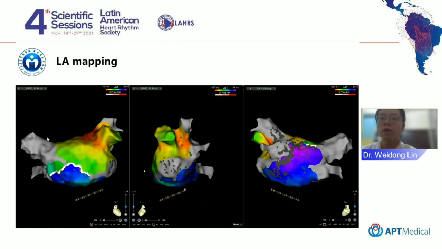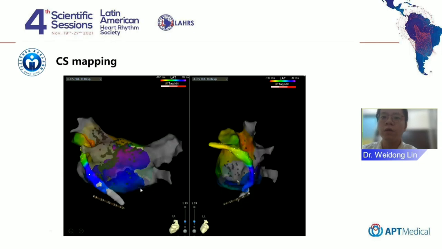And we also do the left atrium mapping. Just like the previous case, the early site is about the roof of the left atrium, and then the left posterior pulmonary ridge near the left atrial appendage. We can see the early site is here. And we also map at the coronary sinus.